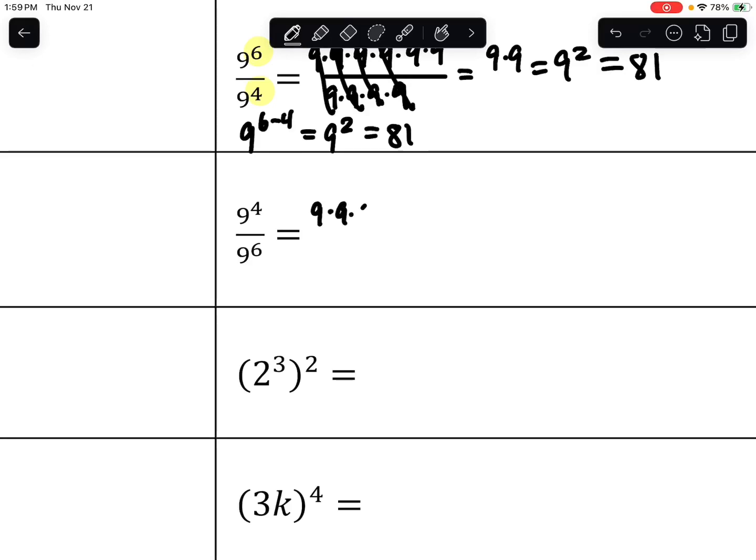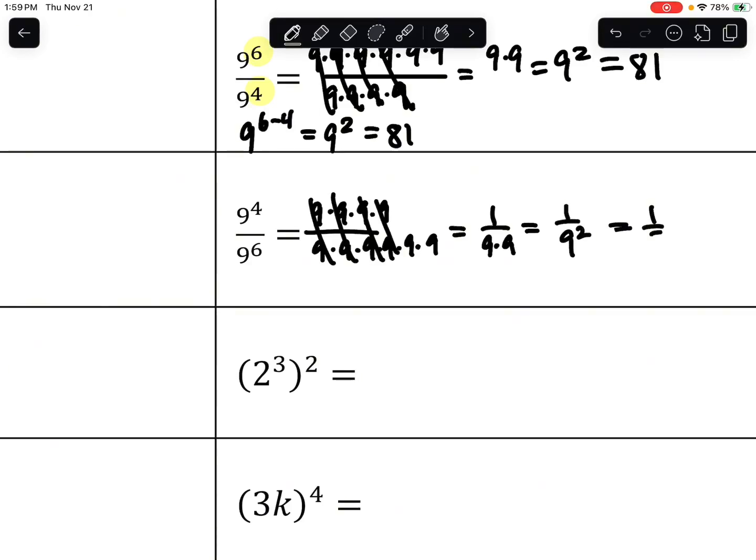You would have 4 copies on top divided by 6 copies. And so 4 would cancel, leaving me with 2 left in the bottom and nothing left on top. And so you would put 1 on top. And so this would end up being 1 over 9 squared, or 1 over 81. Using your rule of subtraction, you would have 9 to the 4 minus 6, which gives us an exponent of -2, which means it should be in the bottom of the fraction.